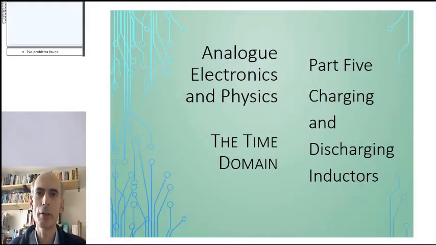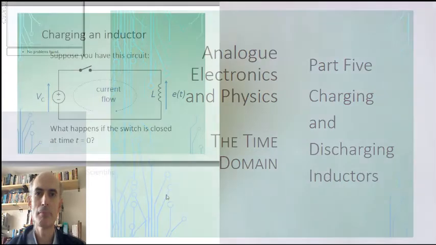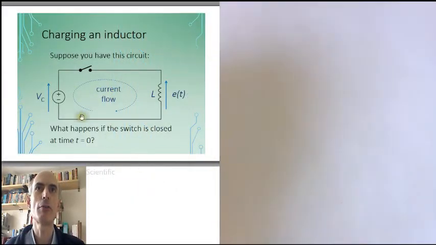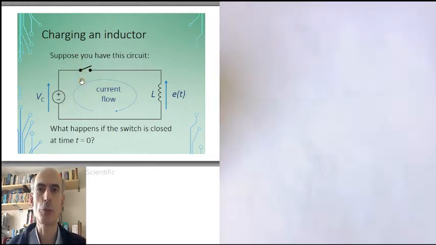Hello, and in part 5 we're going to move away from capacitors and have a think about inductors. First circuit to look at, this one. An inductor that we're going to connect across a voltage source of a constant voltage when we close the switch.